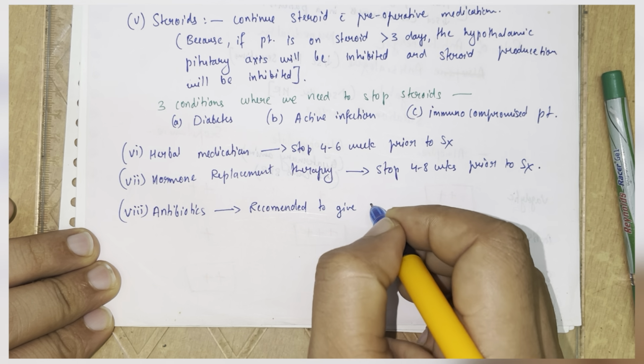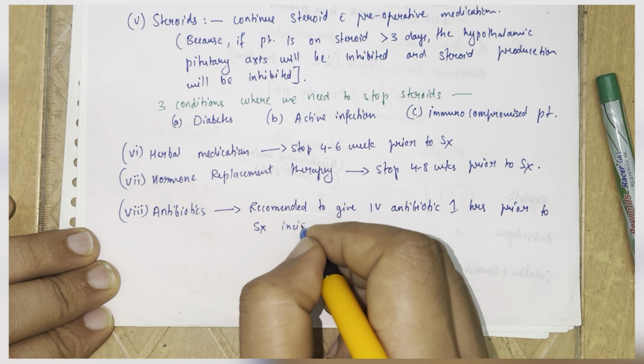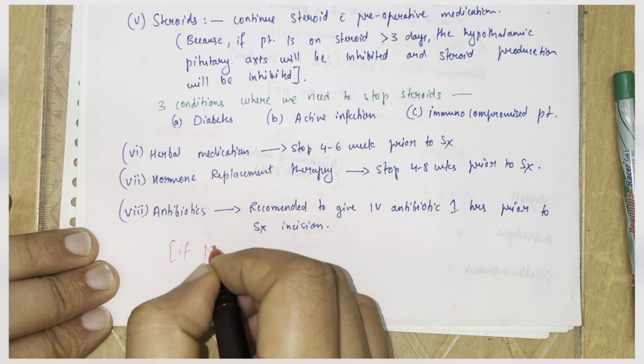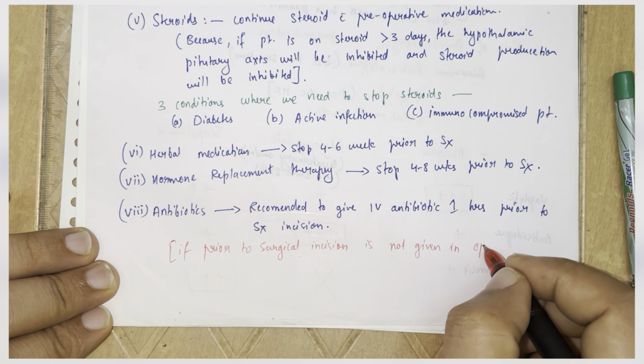Now we talk about antibiotics. It is recommended to give IV antibiotics 1 hour prior to the surgical incision. But if that is not possible, then we go for giving it prior to the induction of anesthesia.